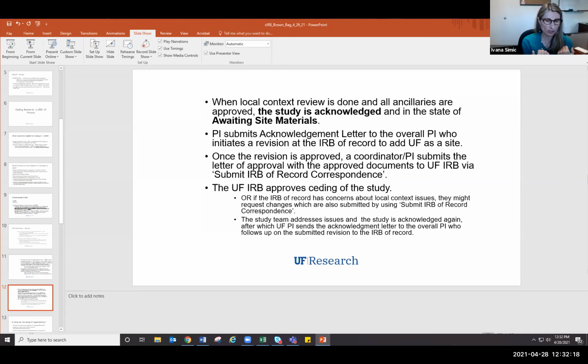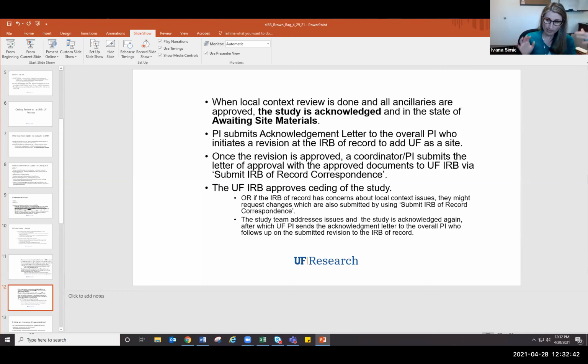Now, once the documents are submitted to us, we approve seeding of the study. What we are in fact approving is that a study can start at UF. Now, there is obviously a scenario where when a revision is submitted, I'm going to kind of introduce a little complication here, so you're aware of this as well.